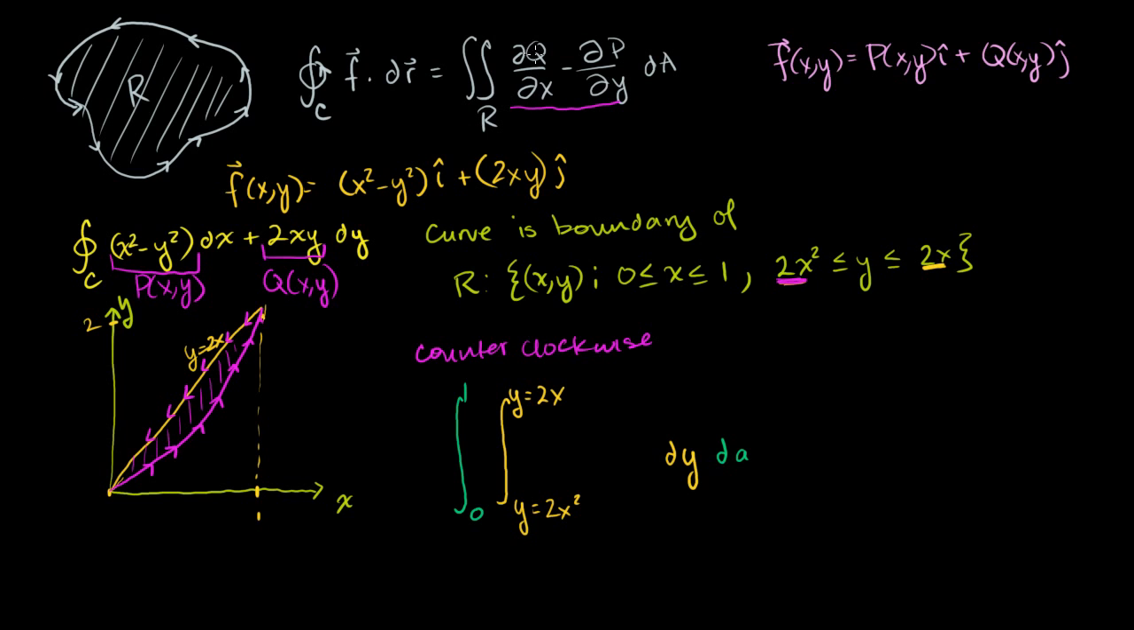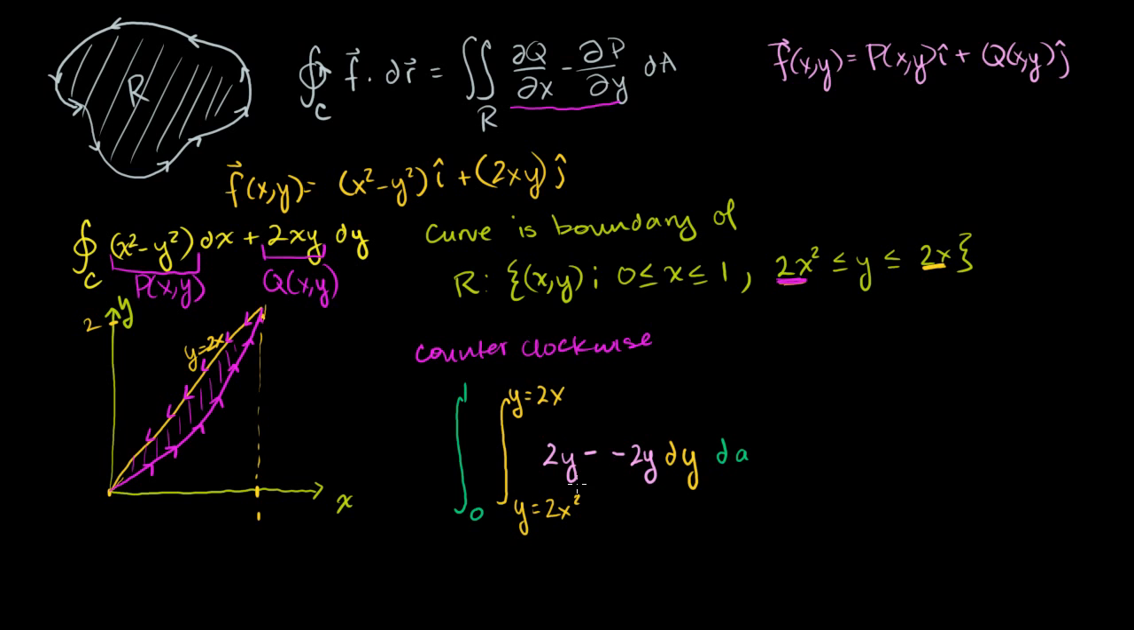So the partial of Q with respect to x. Take the derivative of this with respect to x, we're just going to end up with a 2y. And then from that, we're going to subtract the partial of P with respect to y. If you take the derivative of this with respect to y, that becomes 0. And then here, the derivative with respect to y is minus 2y. Right? So you have a minus 2y just like that.